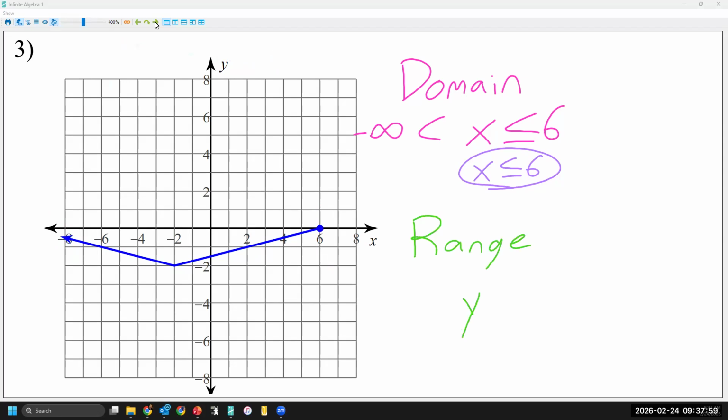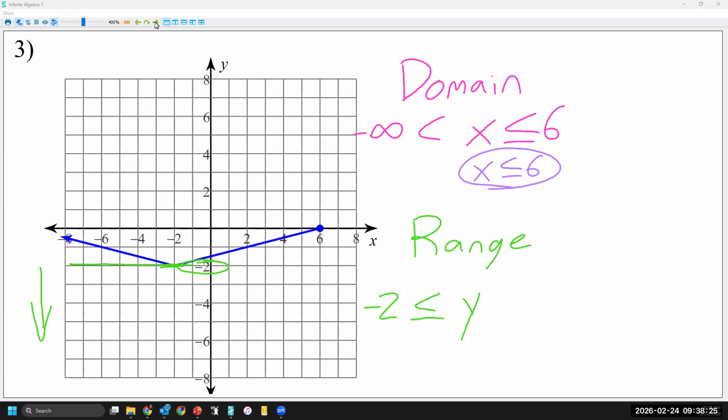Range is using our y values. All right, so range starts off with how far down does it go? Well, this right here is my lowest point. Again, I've got to use y values. So right here, that is the y value at my lowest point, -2. It's in the middle of my line. If it's in the middle of the line, I always use equal to.